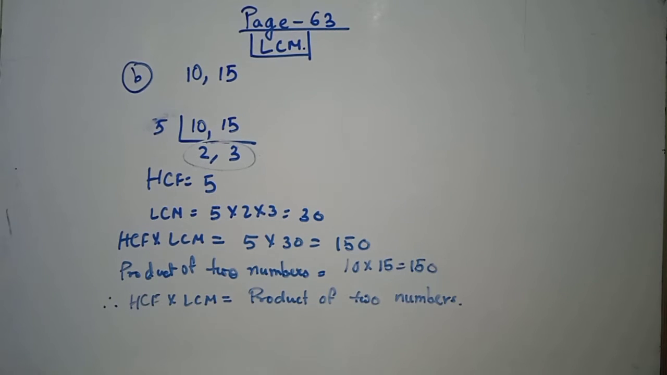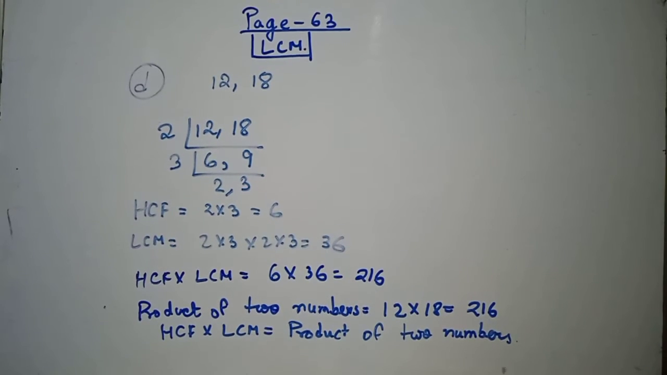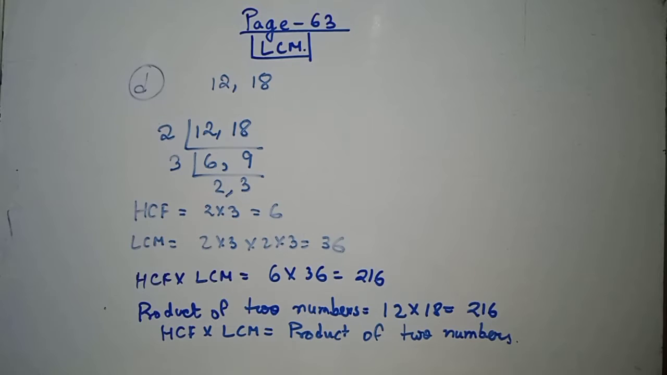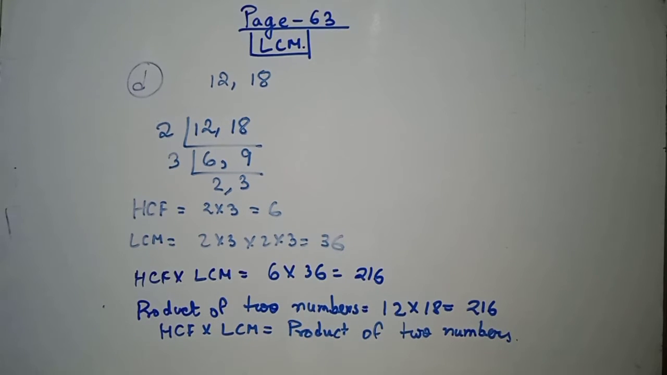Next we are going to the next sum. I have already done 1C in my previous video. You can go to that video and see the solution. I will do number D here. The numbers are 12 and 18, and here we want to find the HCF and LCM, and then we are going to find the relation.